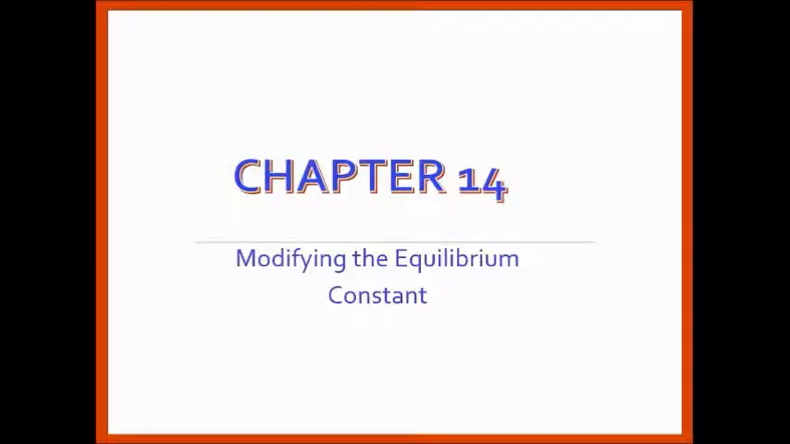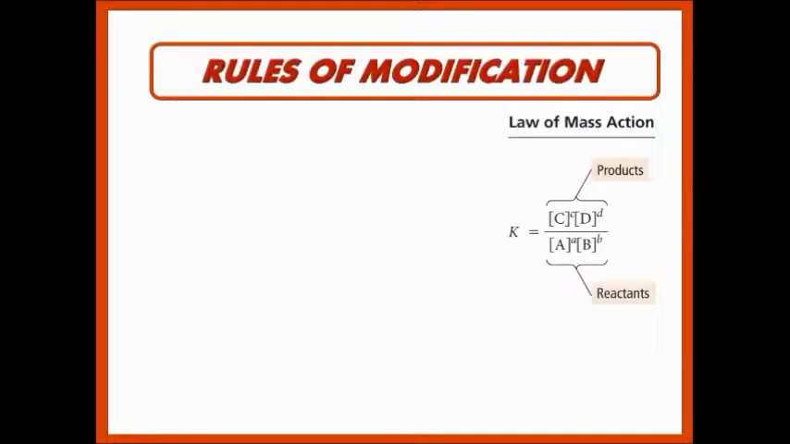Hey guys, so in this video we're going to cover how to calculate the equilibrium constant for modified chemical reactions. The law of mass action expression describes the relationship between the chemical reaction and the equilibrium constant K. Therefore, if there is some sort of modification to the chemical reaction, the equilibrium constant must be appropriately modified to maintain this relationship. There are three rules that can be used in the modification of the equilibrium constant.